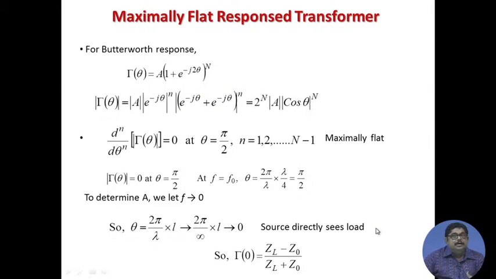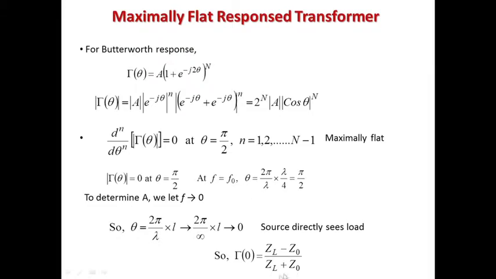Now, what is the meaning of theta 0, electrical length of the section 0? That means there is no transmission line, the source is directly seeing the load. When that happens, what is the reflection coefficient? The overall reflection coefficient, there are not multiple sections. Now, the source is directly giving to the load. So, the reflection coefficient will be ZL minus Z naught by ZL plus Z naught.